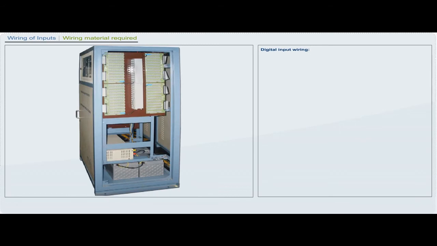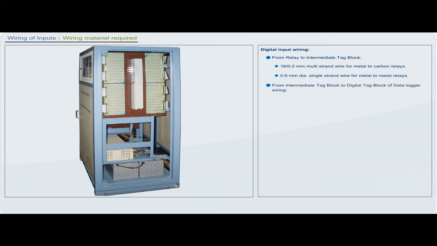Digital input wiring. From relay to intermediate tag block: 16 by 0.2 mm multi-strand wire for metal to carbon relays, and 0.6 mm diameter single strand wire for metal to metal relays. From intermediate tag block to digital tag block of data logger wiring.